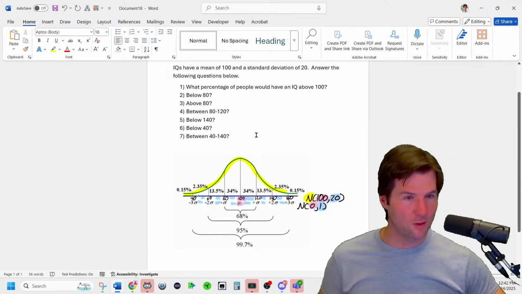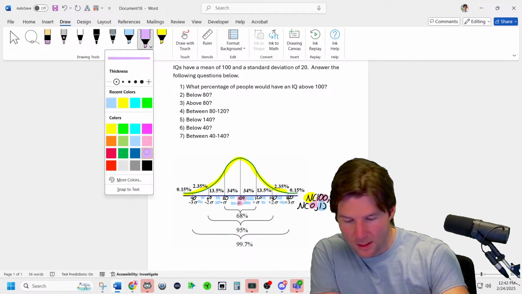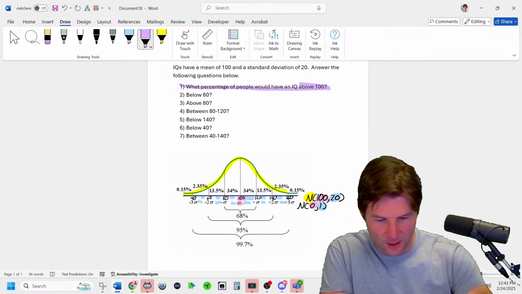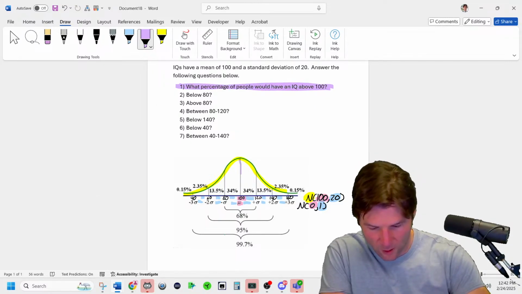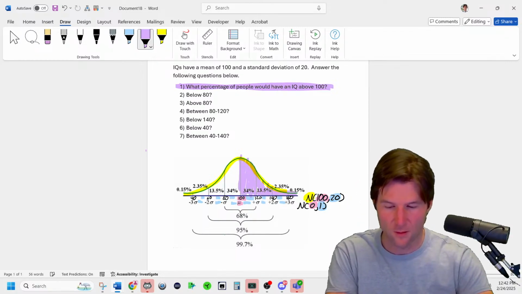We're going to do the answers in a nice light purple. And it's easier when you can draw it out because above 100 is going to be right here. And then we're just going to go above. And that's above the mean. It's not listed here, but that's half the curve.